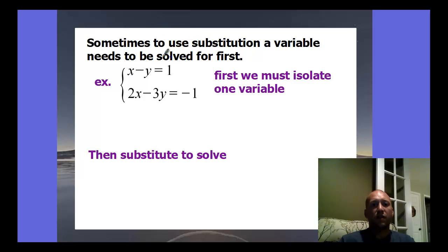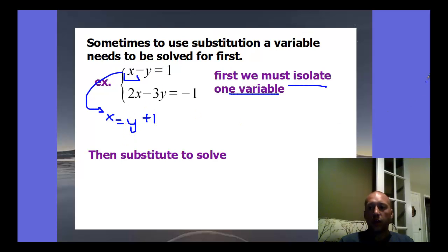Sometimes to use substitution, a variable needs to be solved first. Like in this example, we don't have a variable x or y solved. We don't have it isolated, so we can't use substitution. So we first need to isolate one variable, and it doesn't matter which one you isolate. I'll choose to isolate this x right here. I think it's the easiest one to isolate because all I have to do is add y to both sides. If I isolate that, that's equivalent to x equals y plus 1. So you add y to both sides.